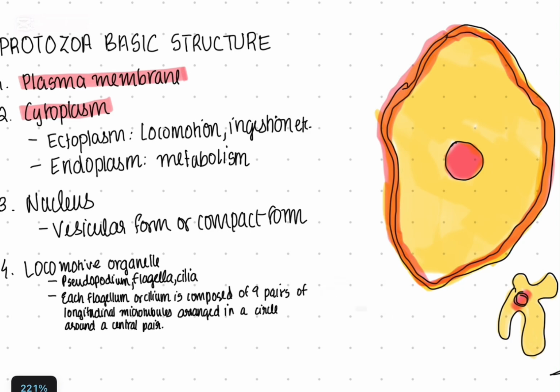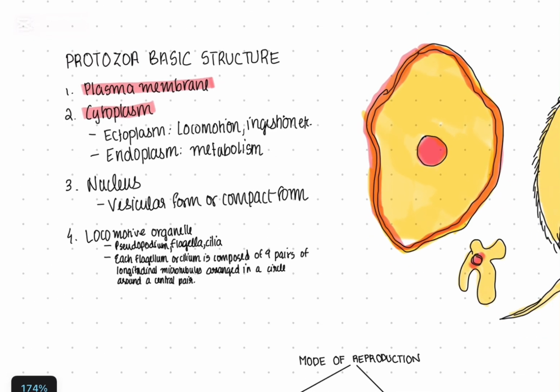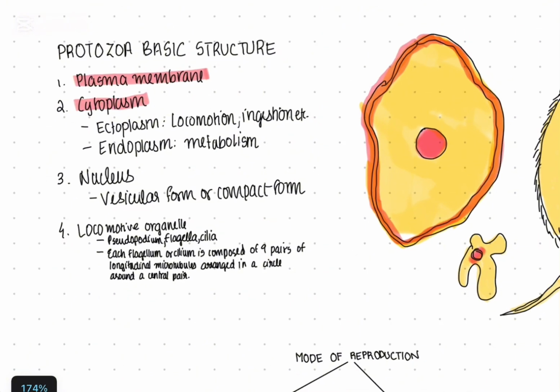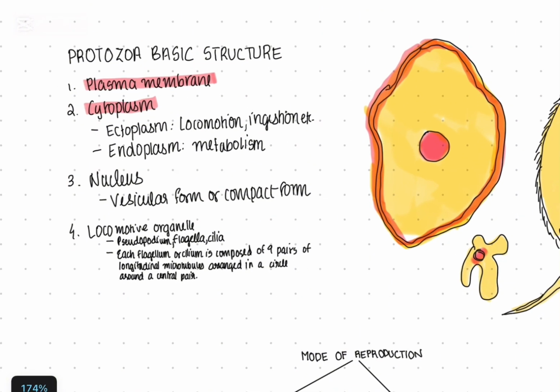Then we have the locomotor structures, the ones which help them in movement. We have the pseudopodia as in the amoeba, flagella as in the hemoflagellates, and cilia as in paramecium. There we have a small idea regarding how the flagella is organized, which is not really important as far as knowing all the basic structures of the protozoa.